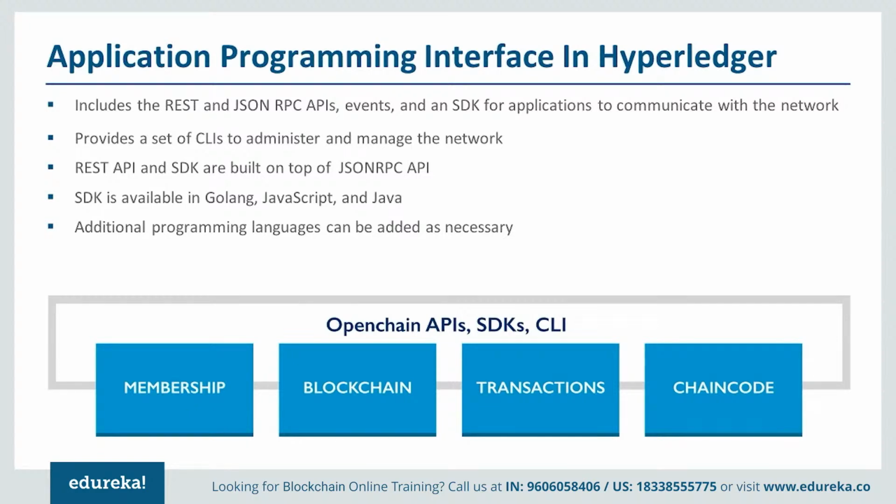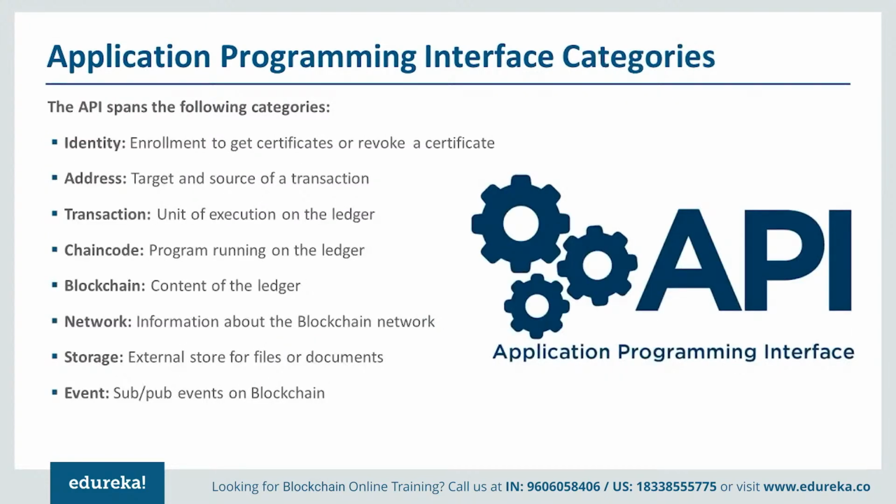So the SDK is available in Go, JavaScript, and Java. So it is not only in Go, Java, JavaScript. You can also have an SDK available in C++, Node.js, and various other languages. Additional programming languages can be added as necessary. Again, this is something that we have already gone through: identity, addresses, transaction, chain code, blockchain, network, storage, event. And there are APIs available for interacting with all these entities in blockchain.